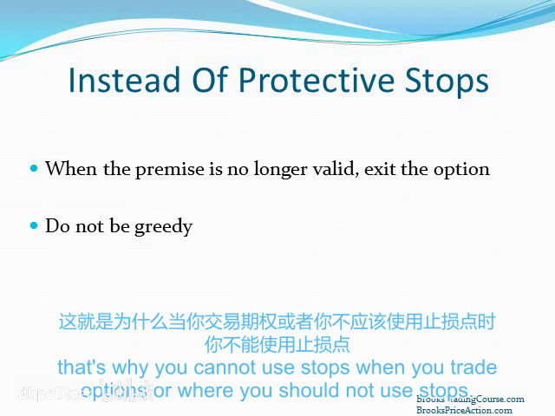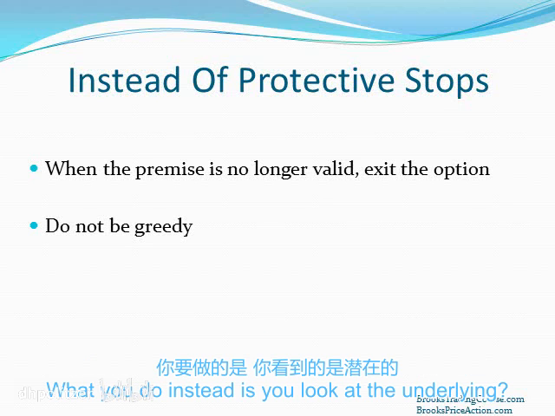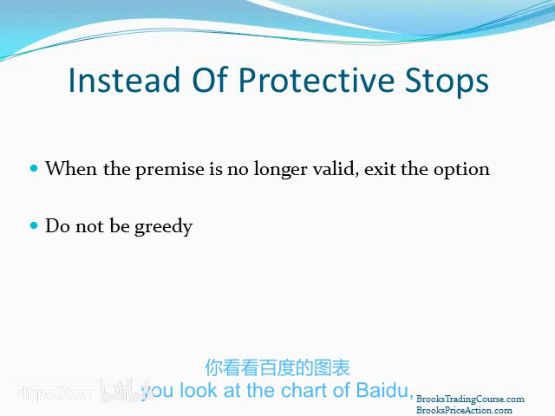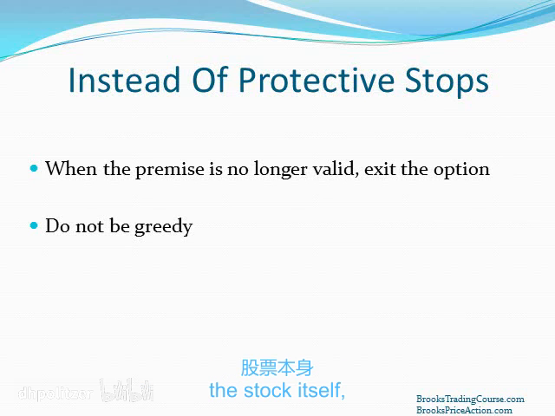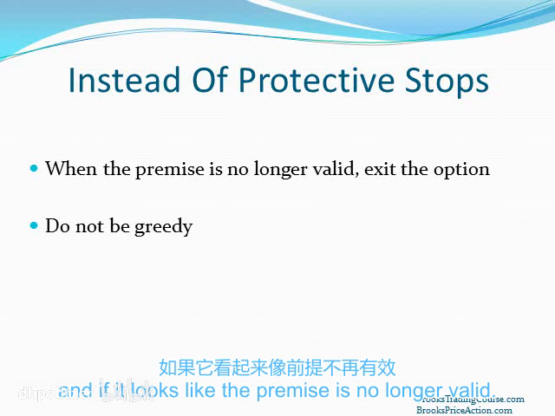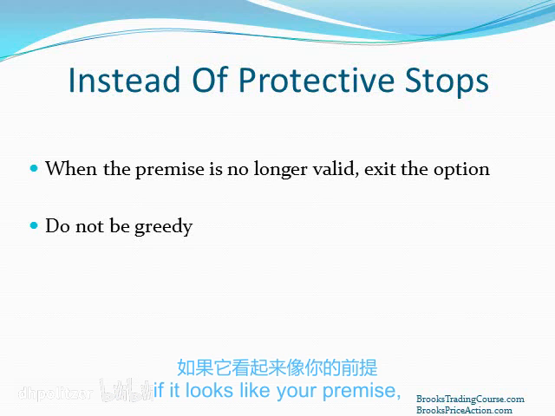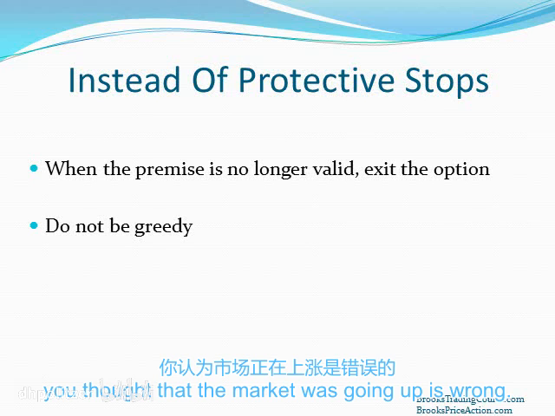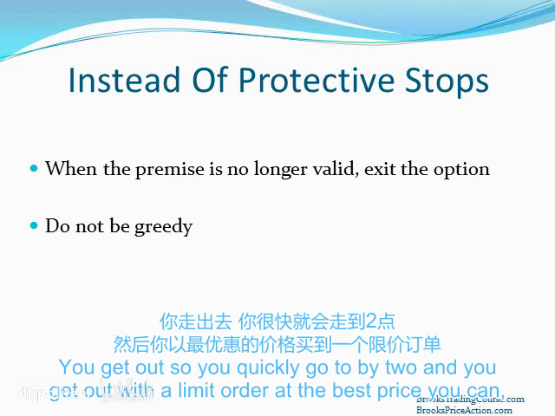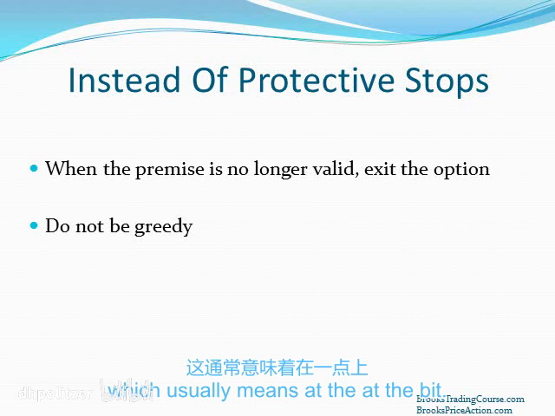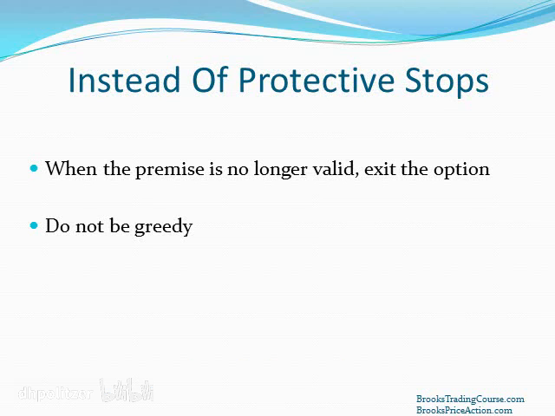Okay? That's why you cannot use stops when you trade options, or why you should not use stops. What you do instead is you look at the underlying. You look at the chart of Baidu, the stock itself, and if it looks like the premise is no longer valid, if it looks like your premise, your thought that the market was going up is wrong, you get out. So you quickly go to Baidu and you get out with a limit order at the best price you can, which usually means at the bid.